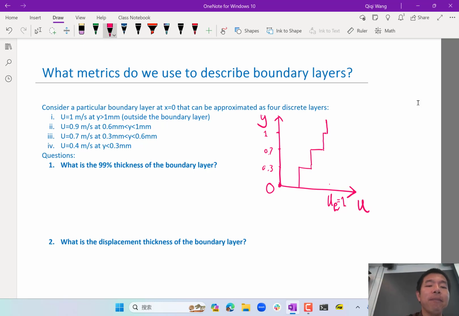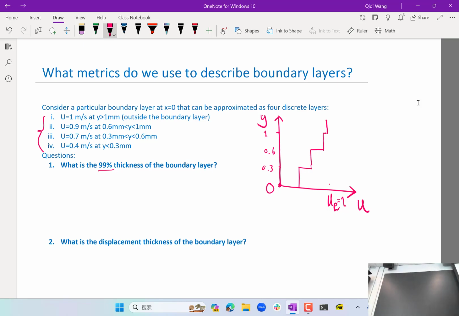And I want to ask you, what is the 99% thickness of the boundary layer? Where did I derive the point? Oh, so this is specified by the problem, right? We are given a boundary layer profile that is like that. The 0.7 is, it's 0.6. Sorry. Yes, thank you. So that's 0.6 and 0.3. Yeah, that's right.